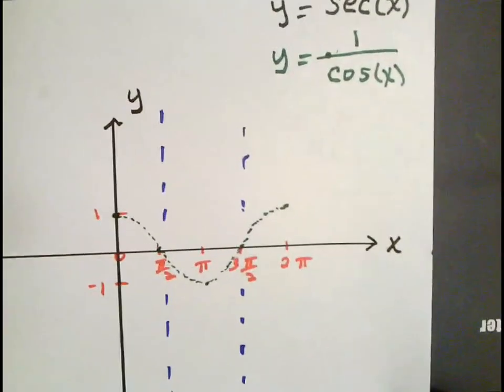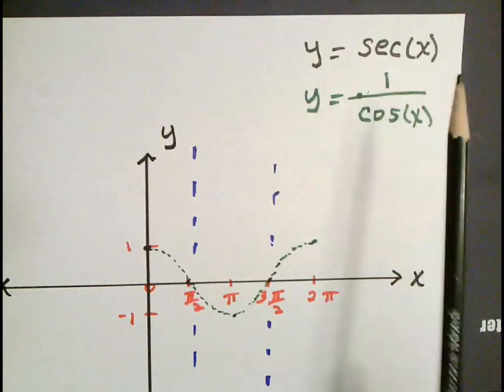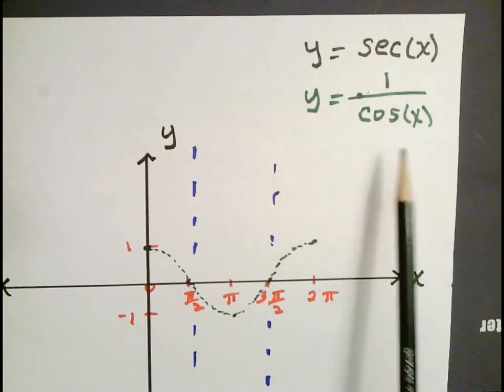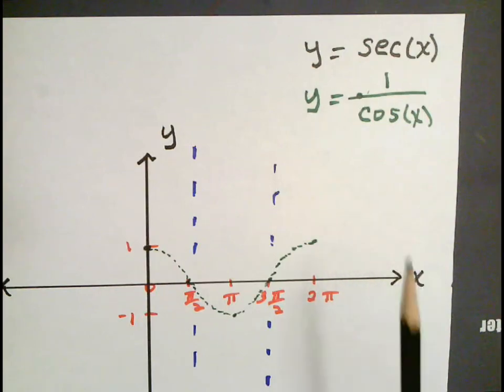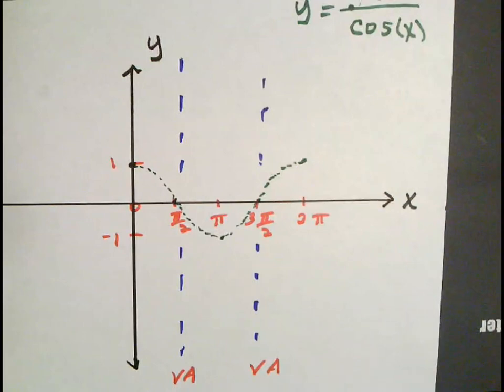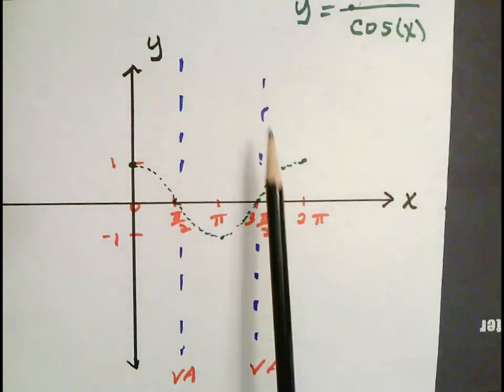Now, to graph the secant of x, remember, that's the same thing as 1 divided by cosine of x. So wherever the cosine of x is equal to 0, wherever it's intersecting that horizontal axis, we're going to have a vertical asymptote. So right here, you see it's intersecting the axis here at pi over 2, 0, so we have vertical asymptote, vertical asymptote. Then we're going to sketch our branches.